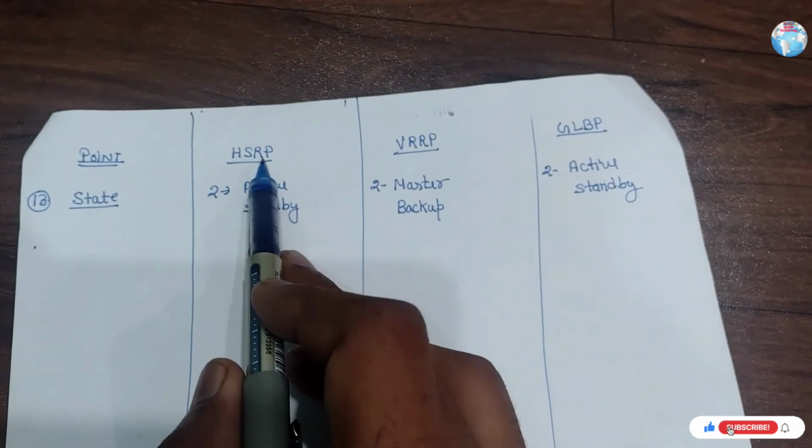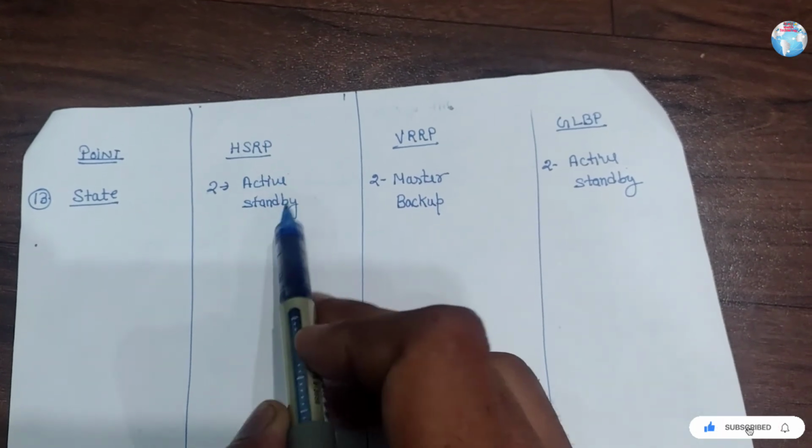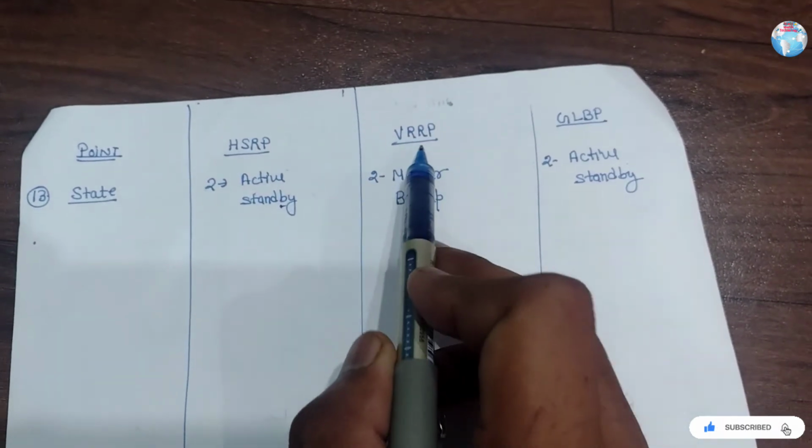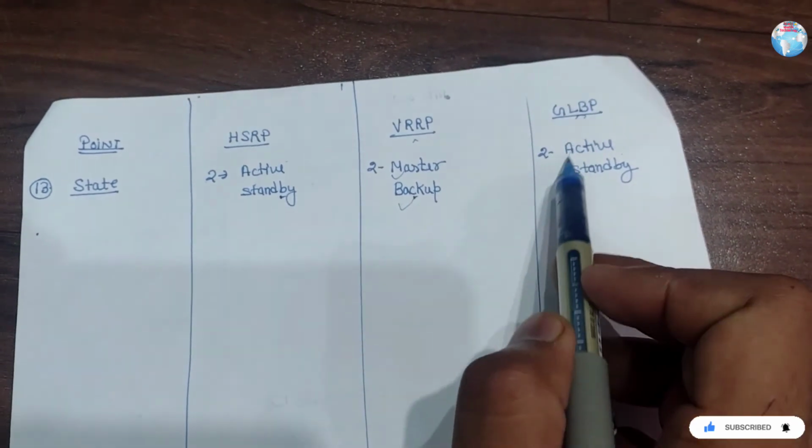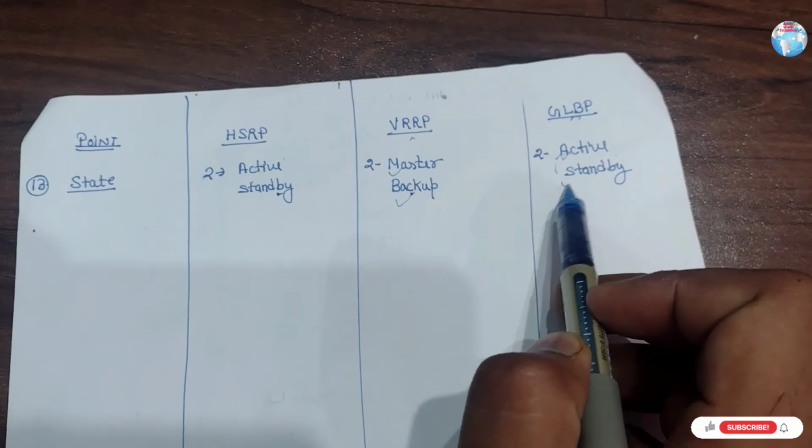State. HSRP has 2 states, active state or standby state. VRRP has 2 states, master state and backup state. GLBP has 2 states, active state or standby state.